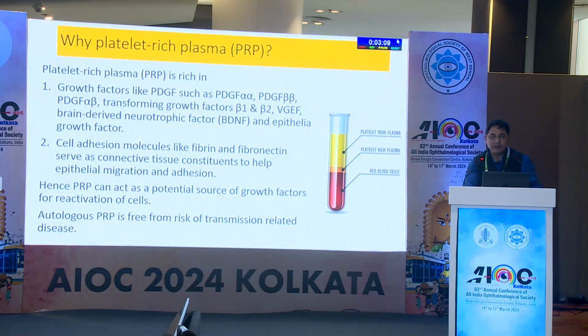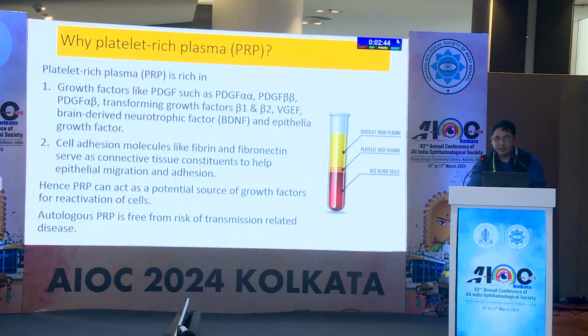PRP, as we know, is a rich source of certain growth factors like PDGF alpha-alpha, beta-beta, alpha-beta, transforming growth factor beta-1, beta-2, VEGF, BDNF, and epidermal growth factor. It also has molecules like fibrin and fibronectin, which serve as connective tissue constituents to help epithelial migration and adhesion. Hence, PRP was chosen for this study.